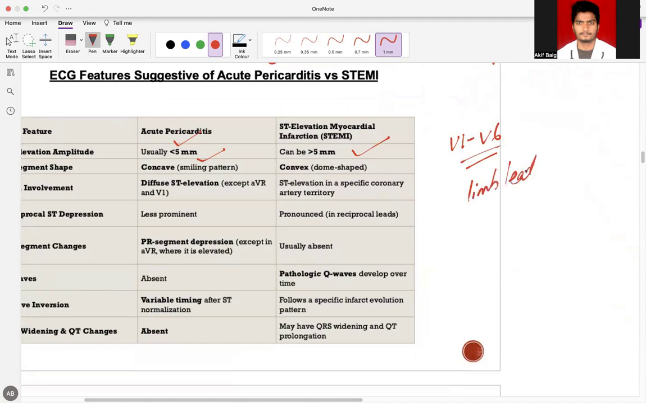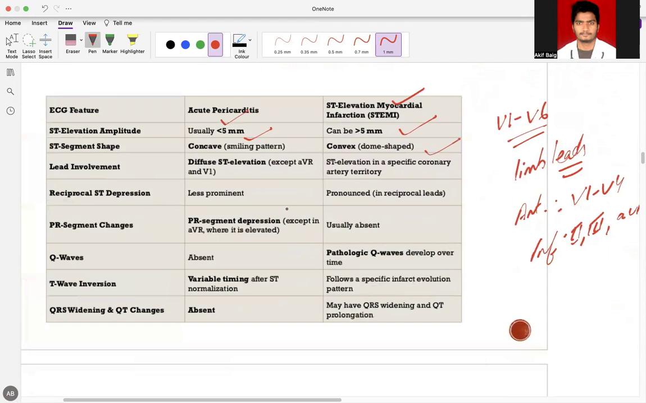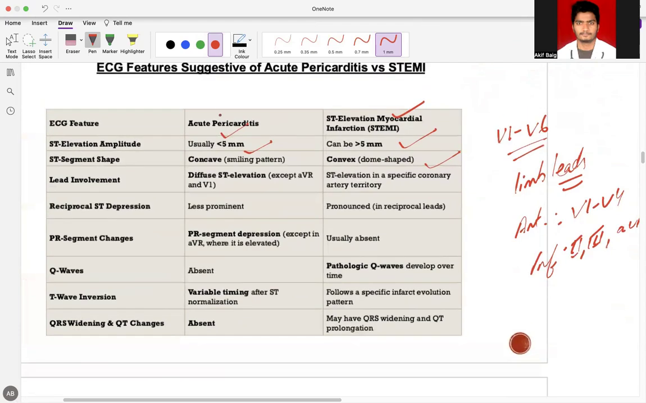Whereas the ST elevations of myocardial infarction usually localize to a single territory. Suppose the anterior wall is involved, then the elevations will be only in V1 to V4. Inferior will be in leads 2, 3, and AVF. So it localizes to a specific coronary artery territory, and reciprocal ST segment depressions, which are not seen in pericarditis, are quite prominent here. An important feature to remember in pericarditis, as I've already discussed, is the associated PR segment depression, which is usually absent in patients with STEMI.